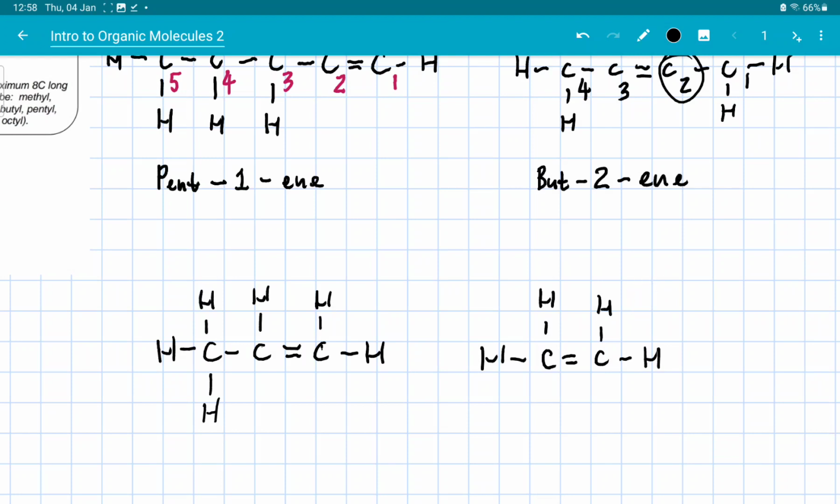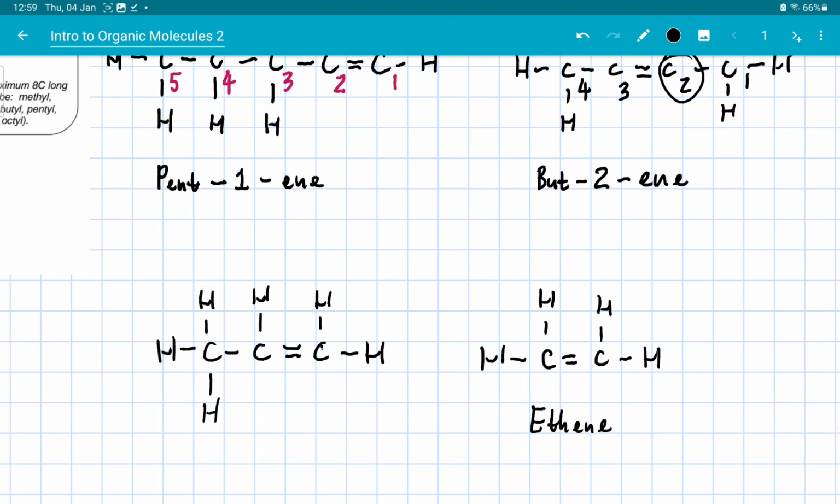Because of that, it will always be obvious which position it is in here. So I can't say position one for ethene, because the position is obvious. So I just say ethene, because the double bond is at carbon 1.